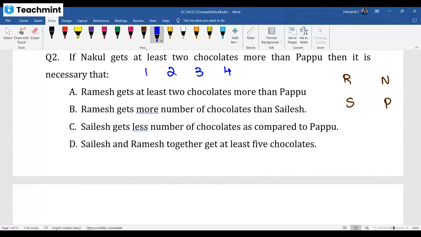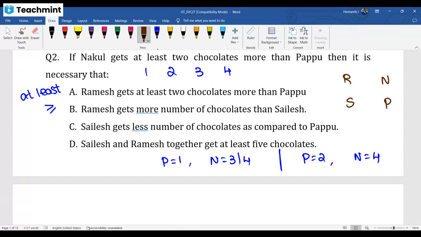Then what is the correct option among these? One chance: Pappu may be 1. Nakul can be 3 or 4 at that time. At least 2 means greater than or equal, so Nakul may be 2 chocolates more or 3 chocolates more, also fine. The other chance is Pappu is 2 and Nakul is 4. In this case, if Pappu has 2 and Nakul 4, then Sailesh will get 1 and Ramesh will get 3. In the second case, Sailesh and Ramesh together having 5 chocolates at least is wrong.